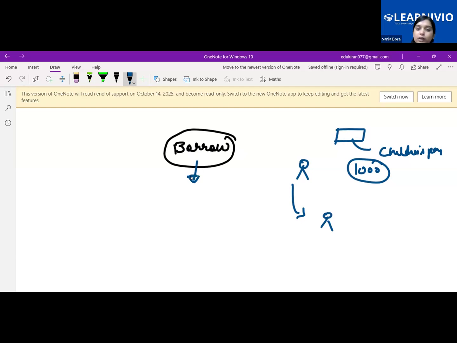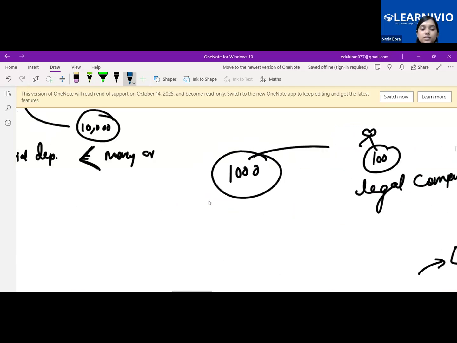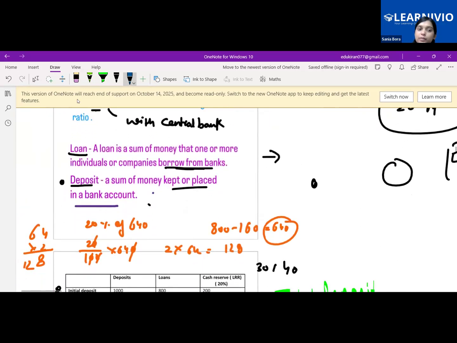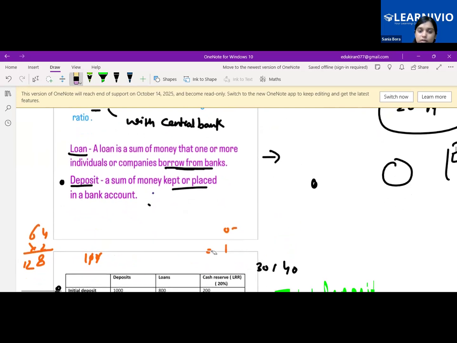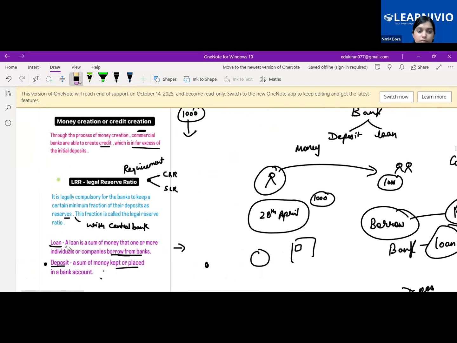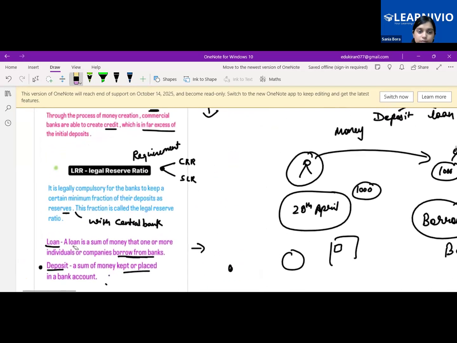When we borrow money from a bank, we don't say we borrowed money from the bank. We say we took a loan from the bank. Clear? And similarly, deposit. When you are submitting your money in the bank account, that is called deposit. All these terms are clear? So write down these terms in your notebook.